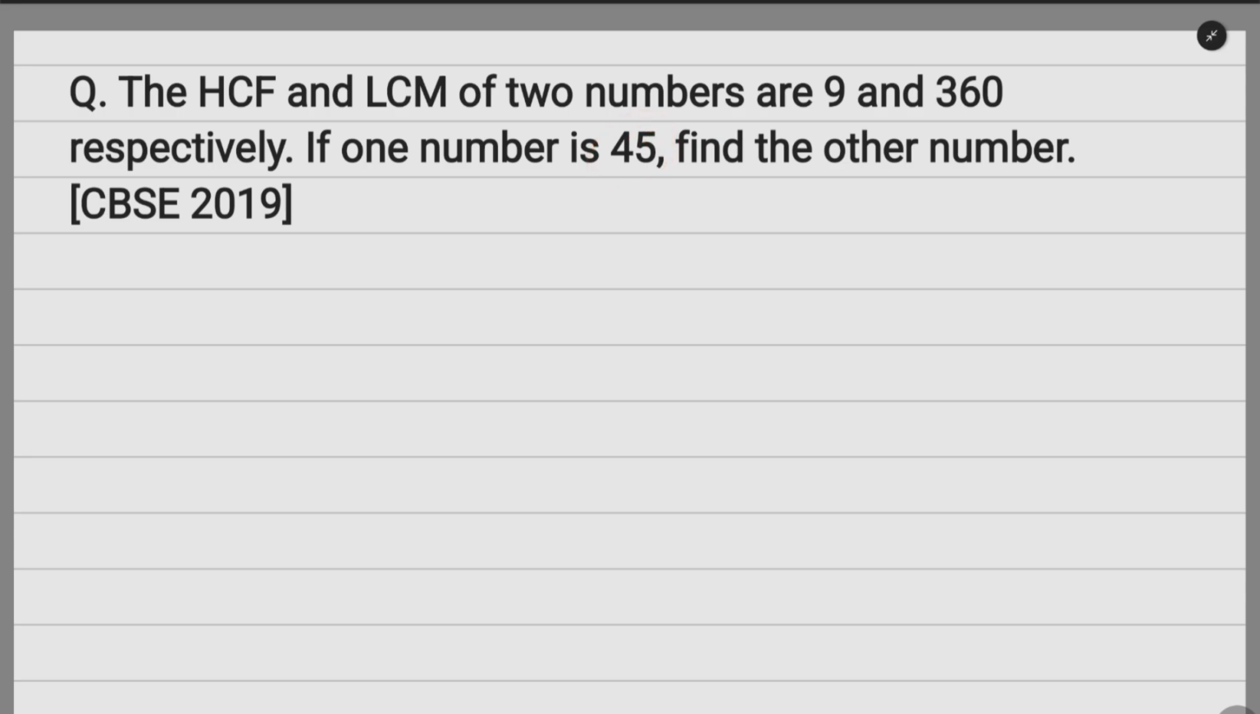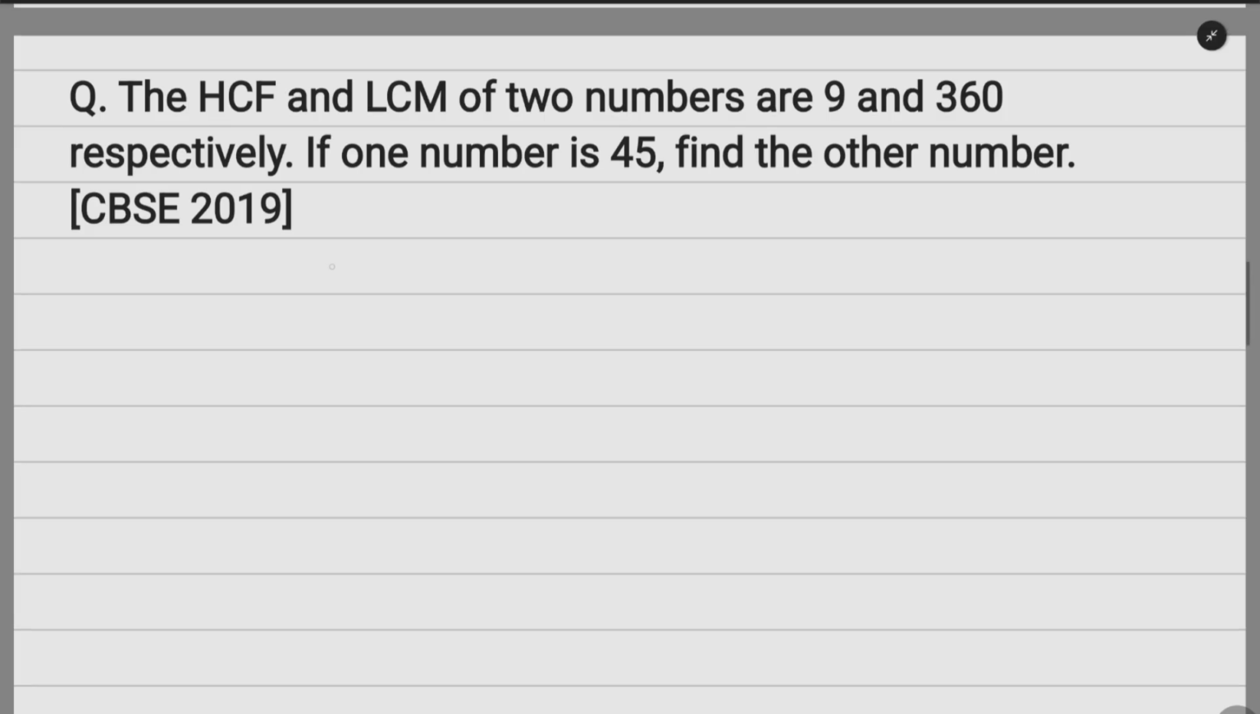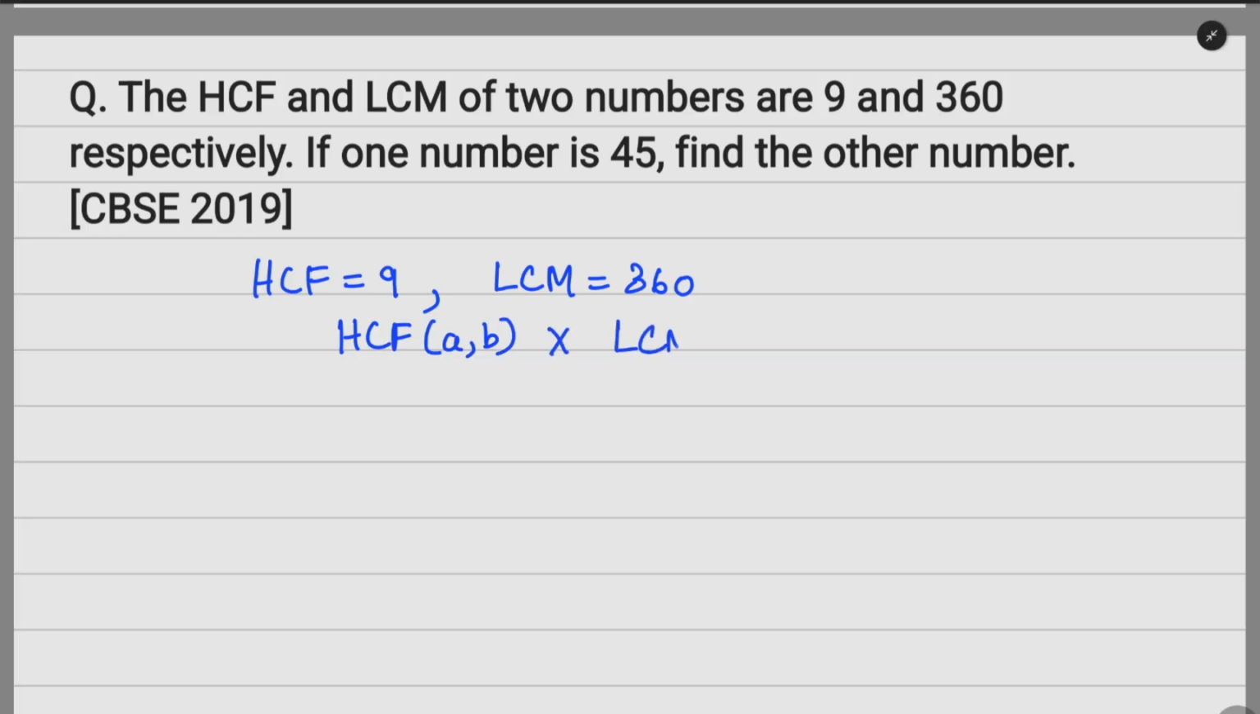So you need to know the relationship between HCF, LCM and the two numbers. So what is given here? You are given HCF is 9. You are given LCM is nothing but 360. Now you have to know an important relation, which is nothing but HCF of two numbers multiplied by LCM of two numbers is equal to the product of the two numbers.